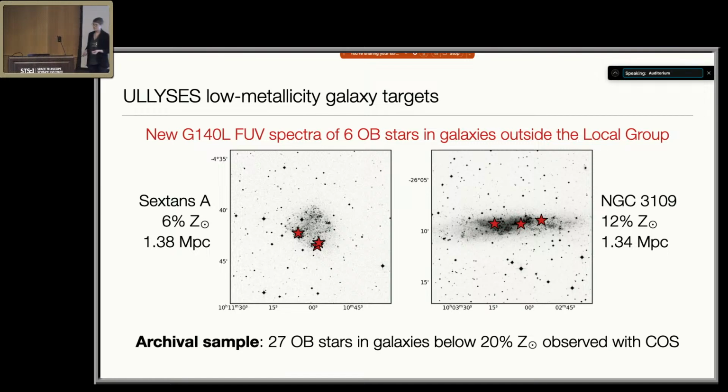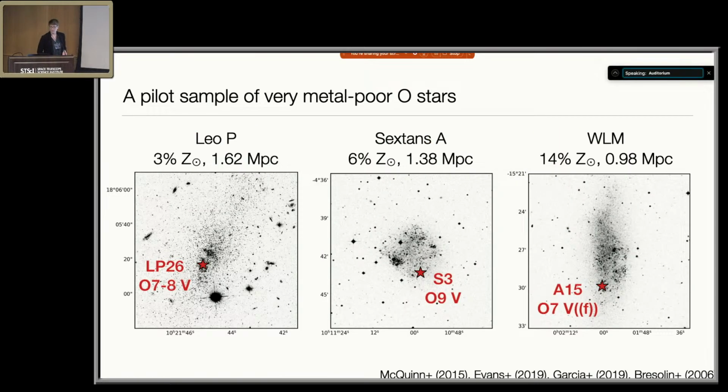And this is exactly the metallicity range that's most important when we are trying to model these high redshift galaxies that drove cosmic reionization. So this is the motivation for my work on a pilot sample of 3 of these very low metallicity O stars. So I'm going to show you some results from my own work to basically illustrate what we are able to learn about these distant, very low metallicity stars by observing their far UV spectra.